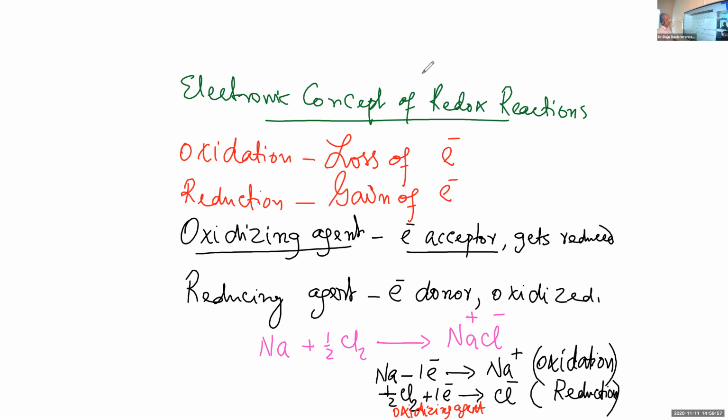And what happens to chlorine? When electron is added, chlorine is reduced. It is reduced to chloride ion. So chlorine is reduced to chloride ion.